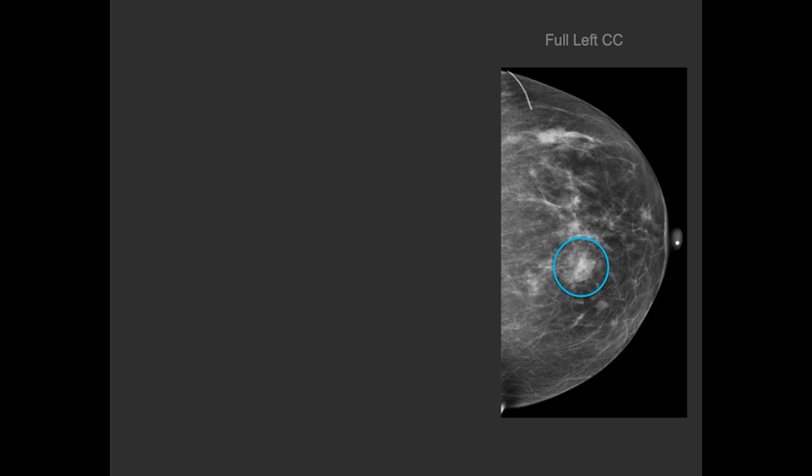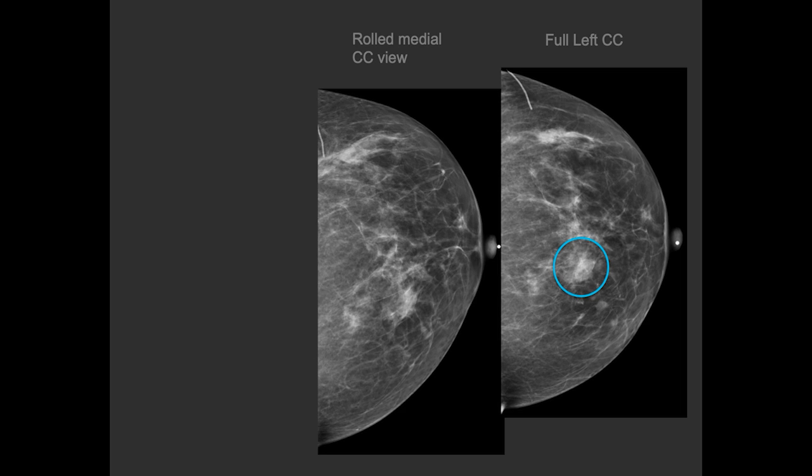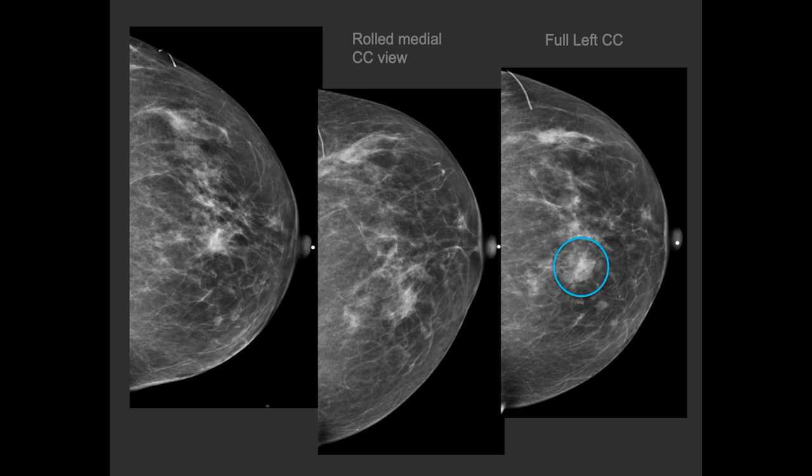So the patient was brought back. In addition to a spot compression view, we also did rolled CC views. So here's the full CC view obtained at the time of screening with a lesion indicated by the blue circle. A rolled medial view was obtained, so this means the superior breast tissue was rolled medial. And a rolled lateral CC view was obtained, meaning the superior breast tissue was rolled laterally. And you can see here we've lined up the nipples and the lesion rolled with the superior breast.